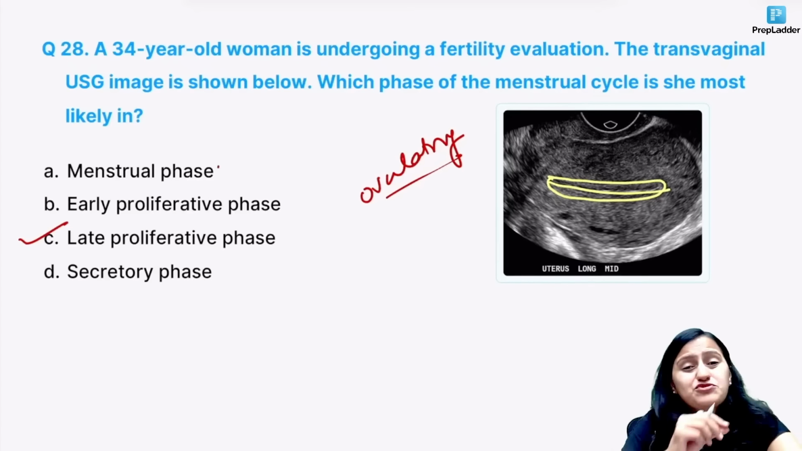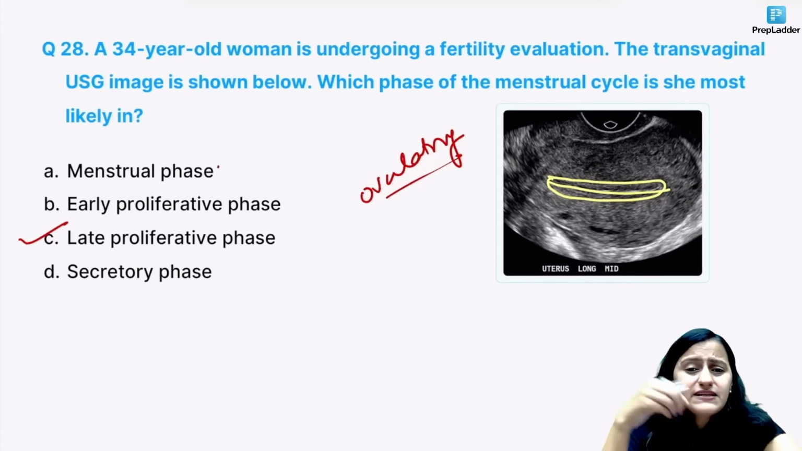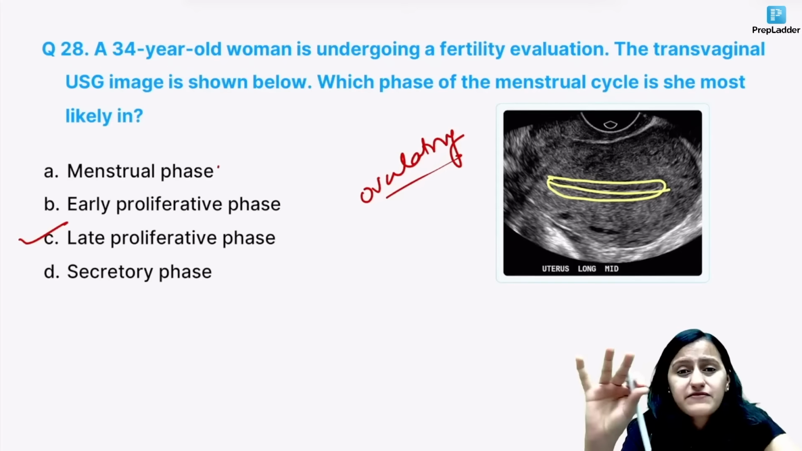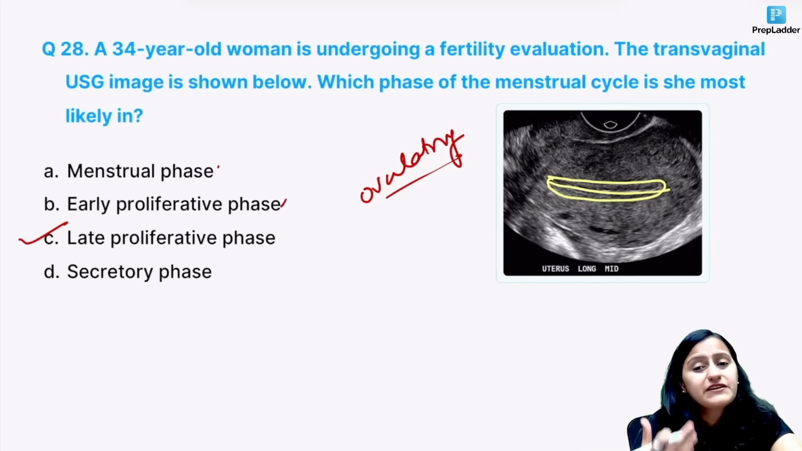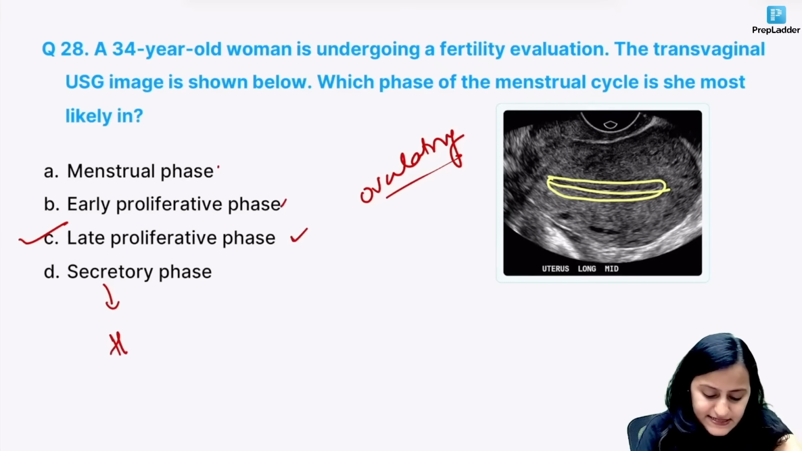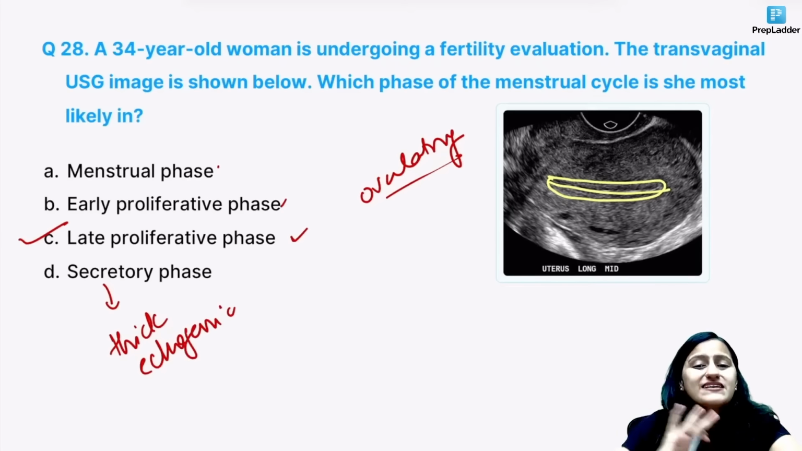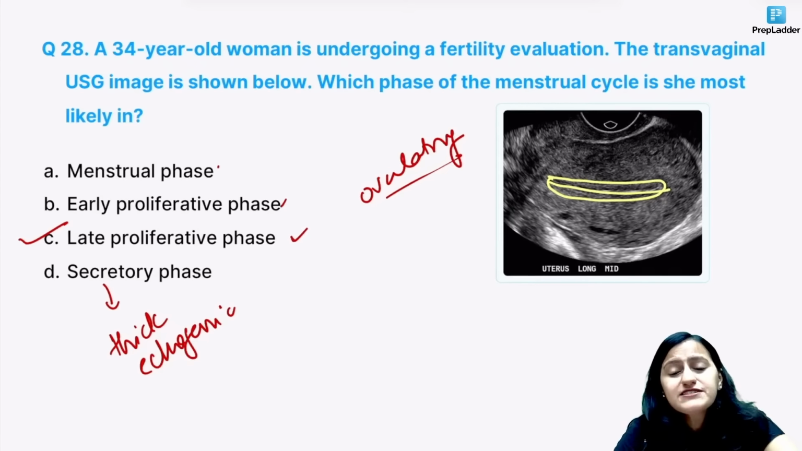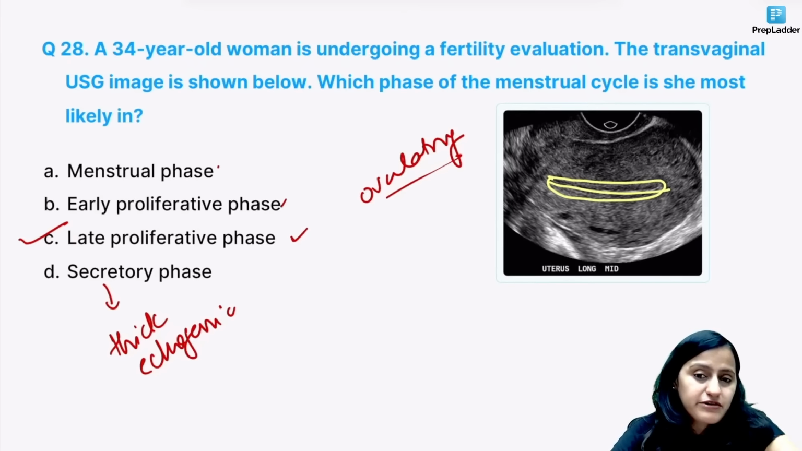In the menstrual phase, the endometrium is shedding, so it is very, very thin. Early proliferative, the endometrium is growing more. And then in secretory, it is very thick, echogenic endometrium, right? Uniformly thick and echogenic. So if you see this trilaminar appearance, this is ovulatory, this is late proliferative.